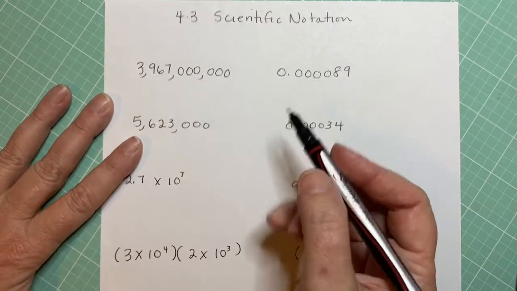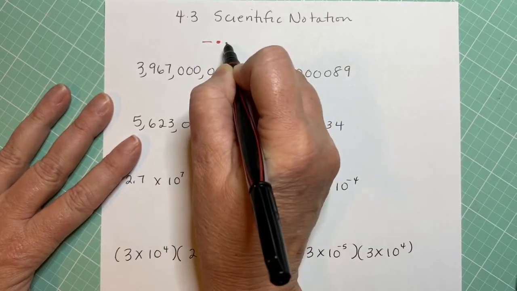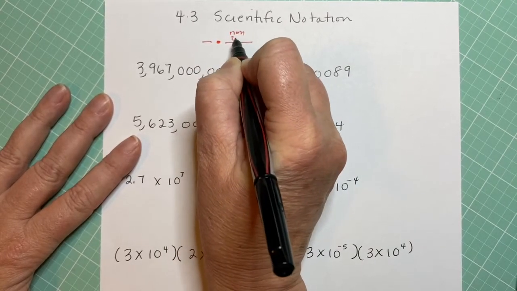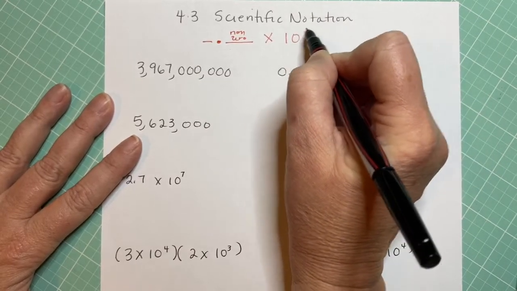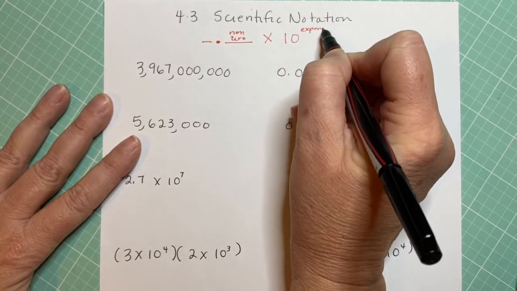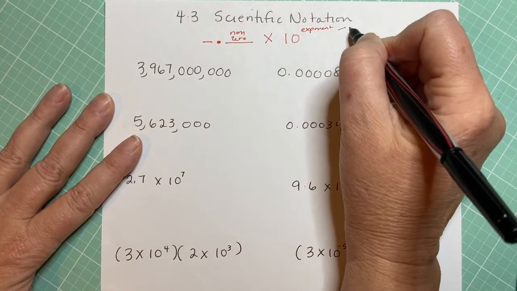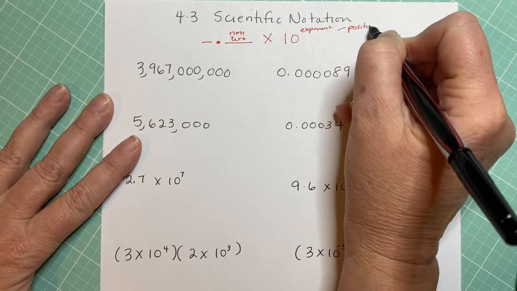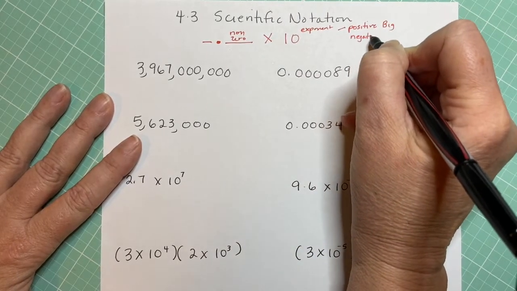And so kind of the basis for scientific notation is you'll have one digit and then your decimal point and then any more non-zero digits. And then it's going to be times 10 to some exponent up here, where your exponent is positive for big numbers, negative for small numbers.